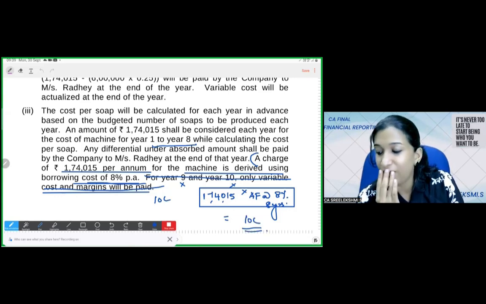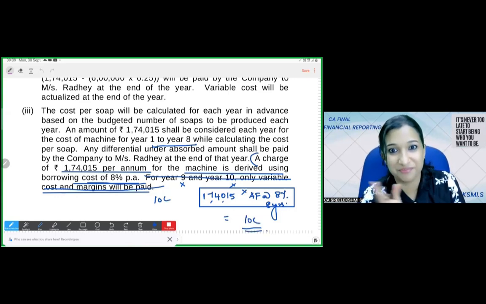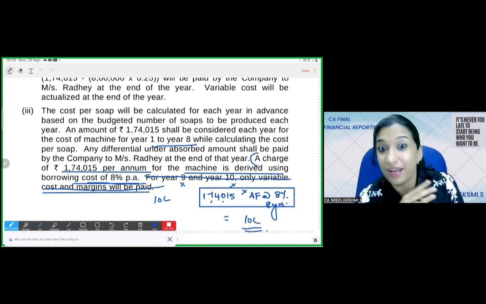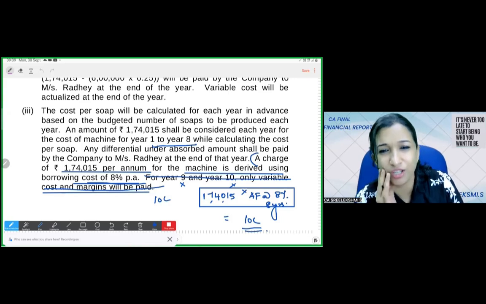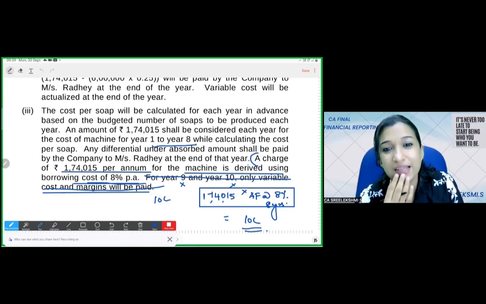So 10 lakhs, one mechanic, and I took the full figure. Maybe that is why we normally round it off and take some figures, 0.3 decimals, 4 decimals. But here I have multiplied with the full amount. So you got 10 lakhs one. So what do you understand from this?